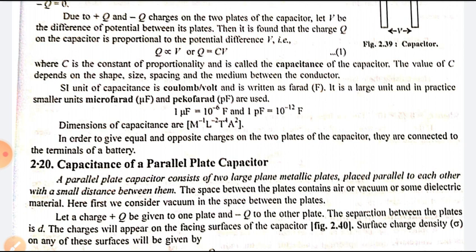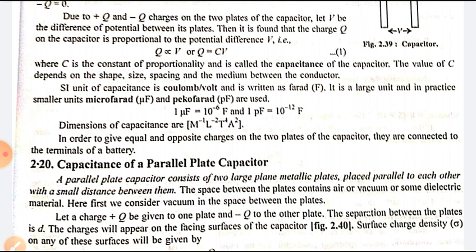A parallel plate capacitor consists of two large plane metallic plates placed parallel to each other with a small distance between them. The space between the plates contains air, vacuum or some dielectric material. Here we first consider vacuum in the space between the plates. Let a charge plus Q be given to one plate and minus Q to the other plate. The separation between the plates is d. The charge will appear on the facing surfaces of the plates.